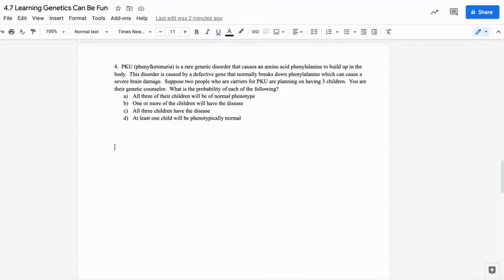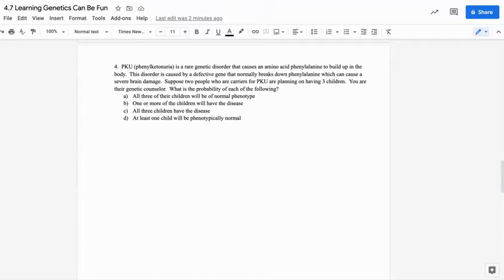So suppose two people who are carriers for PKU are planning to have 3 children. You are their genetic counselor. What is the probability of each of the following? Number one, what are the chances of all 3 of their children being normal? Number two, what are the chances of 1 or more of their children having the disease? Number three, what about the chances of all 3 children having the disease and at least 1 child being phenotypically normal?